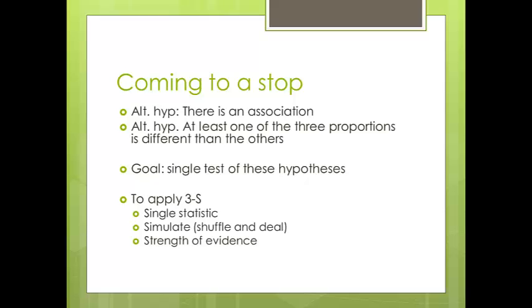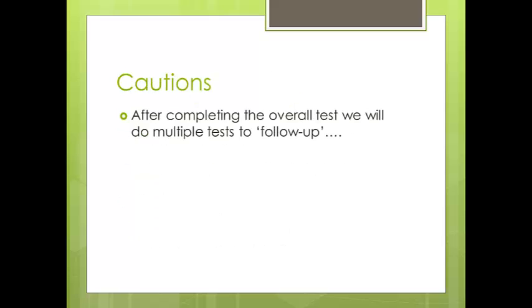Notice that the structure of these hypotheses, no association for the null hypothesis, there is an association for the alternative hypothesis, is very similar to the structure we've seen before. So we'd like to apply the 3S process. Compute a single statistic, do a simulation of the null hypothesis, that is no association, and then evaluate the strength of evidence. In other Learning Goal videos, we'll talk specifically about how to implement this test and what statistic to use.